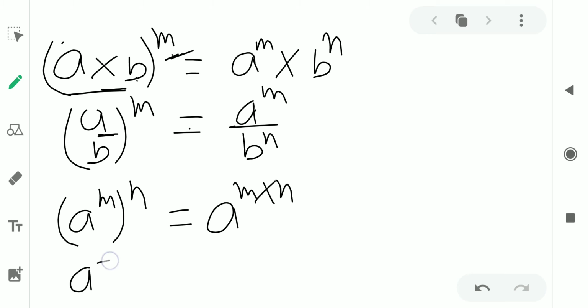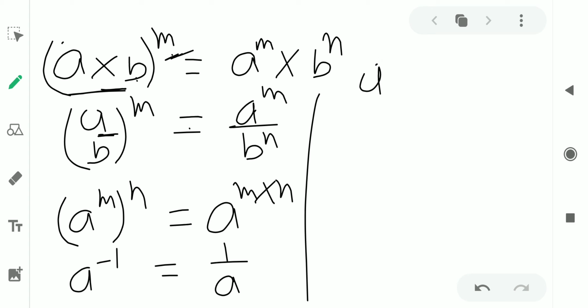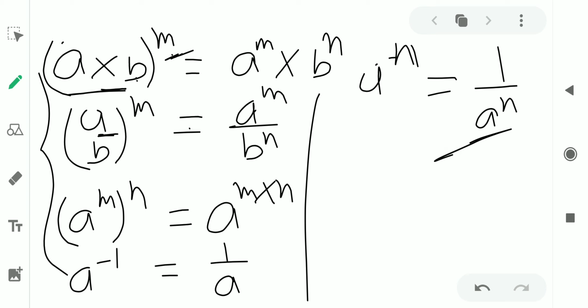Then a to the power minus 1, which I just showed you, is 1 by a only. Similarly, a to the power minus n will be 1 by a to the power n. Okay, and these formulas we have to use frequently.